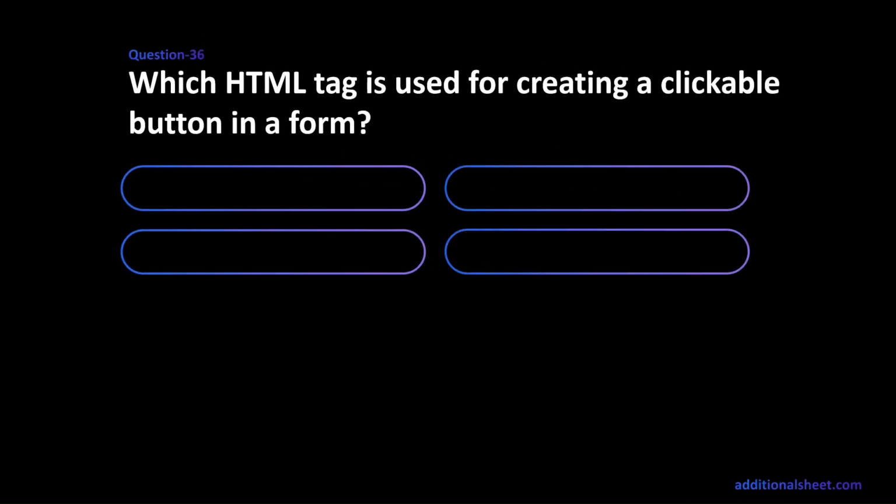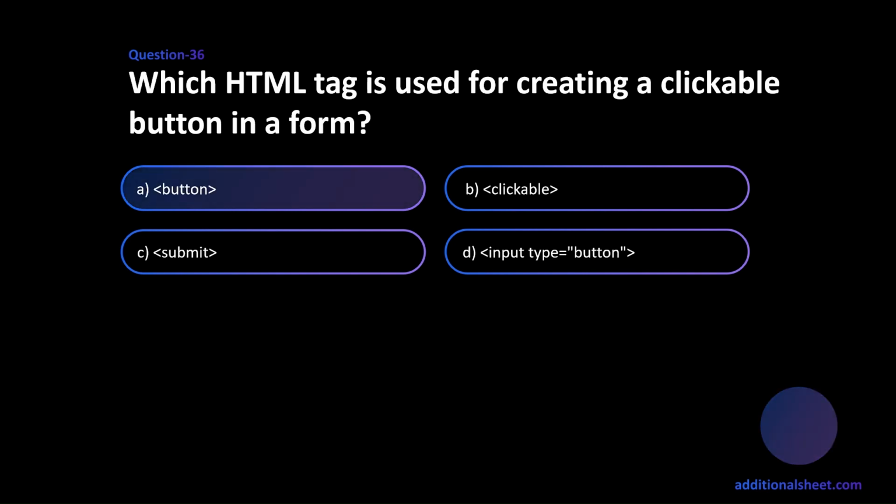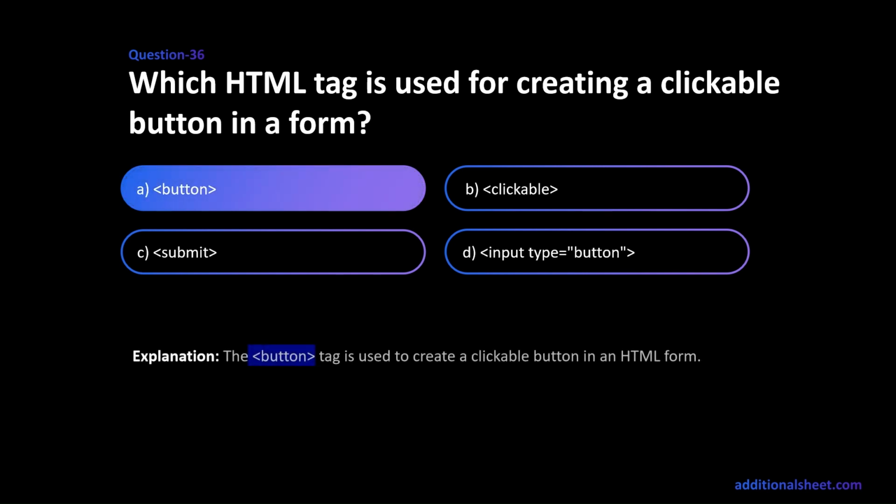Q36. Which HTML tag is used for creating a clickable button in a form? Options are A. Button, B. Clickable, C. Submit, D. Input type equals button. The correct answer is option A. The button tag is used to create a clickable button in an HTML form.